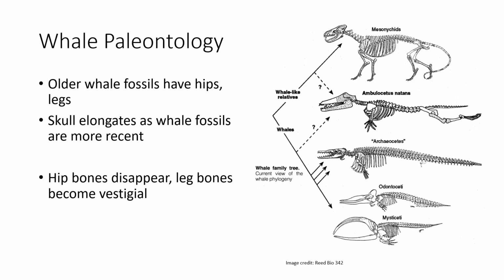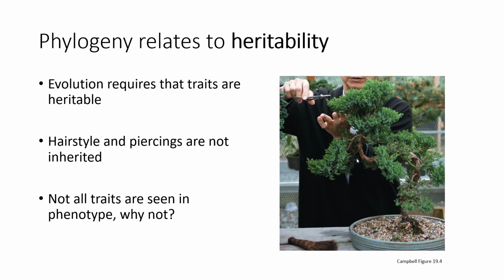For example, we see whale paleontology where older whale fossils have hips and legs. We see the skull elongate in more recent whale fossils. The hip bones disappear and leg bones become vestigial. This is evidence of change over time in fossils.